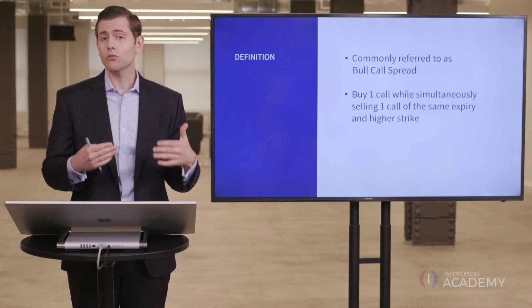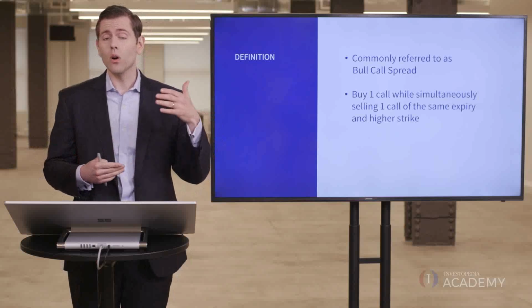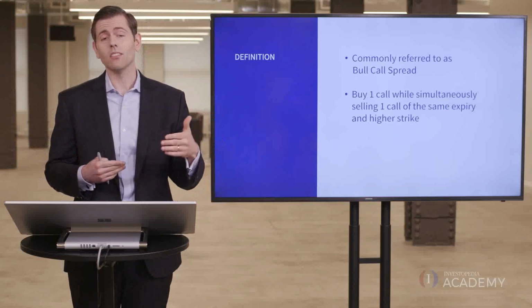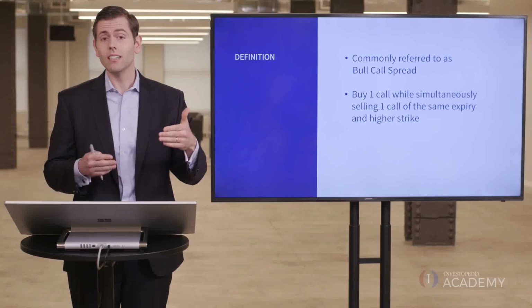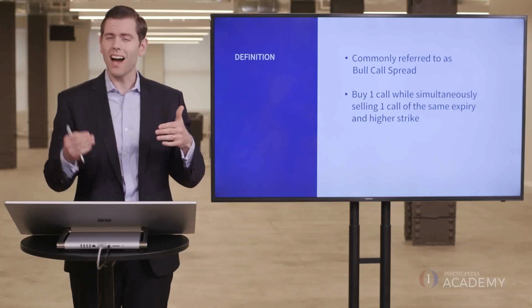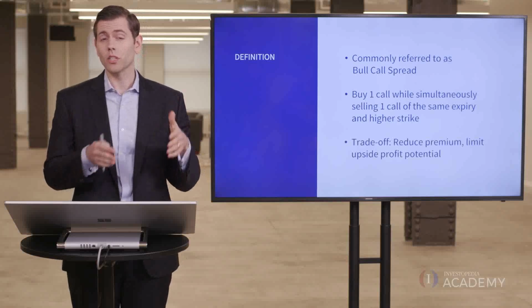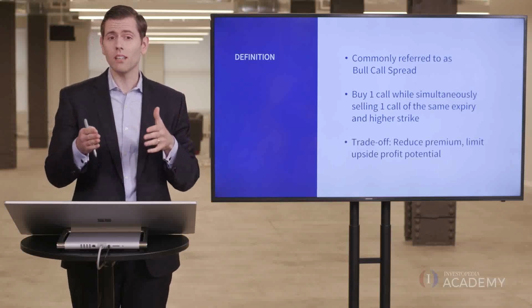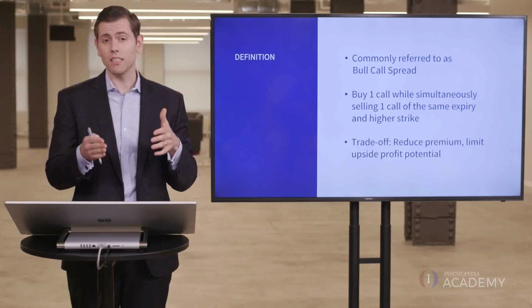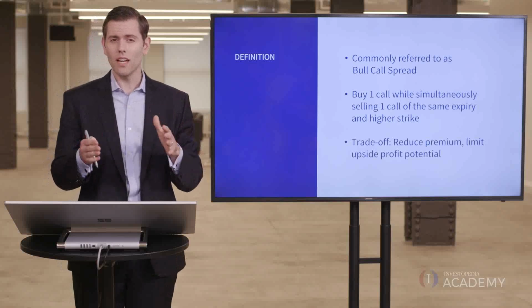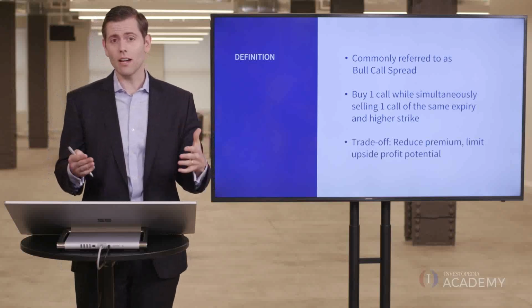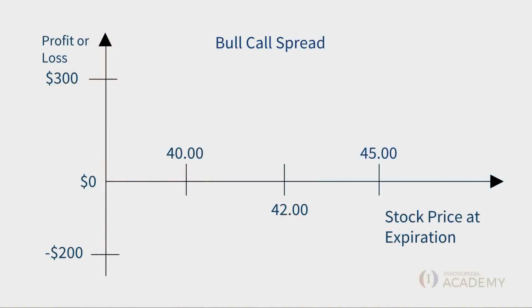Now, how do you structure this trade? You're going to buy one call while simultaneously selling one call, same expiration, but of a higher strike. There's also a trade-off here. You're going to reduce the premium spent while also capping your potential profit. So let's go ahead and look at a P&L graph of a bull call spread.